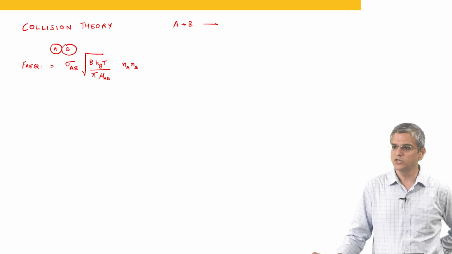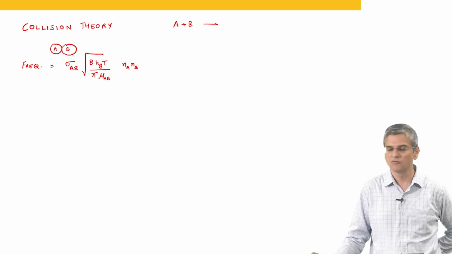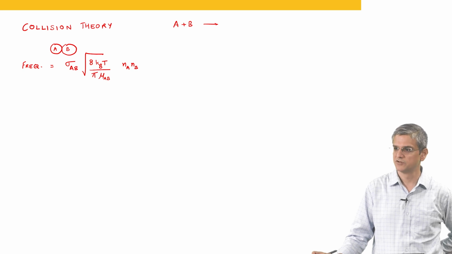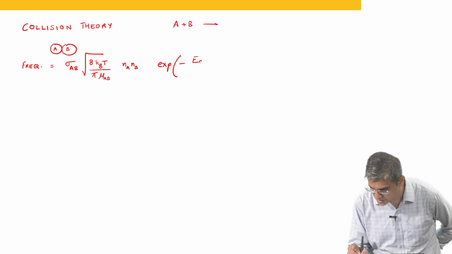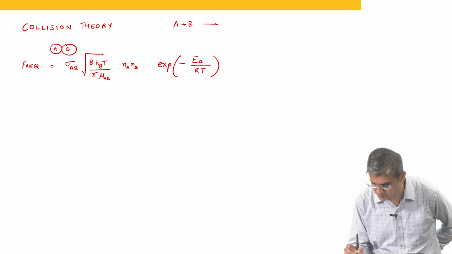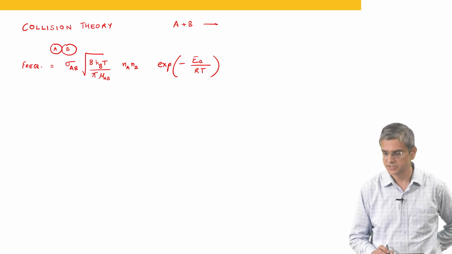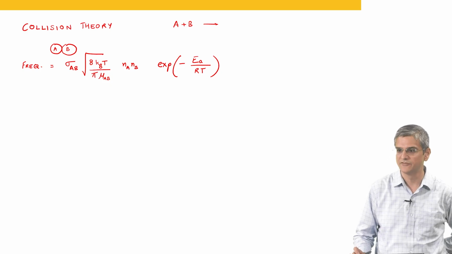And only some of these collisions are going to result in reaction. What collisions will result in the reaction? The collisions which are energetic enough. What collisions are energetic enough? They are those collisions that have energy greater than some kind of activation barrier. Reduced mass, yes. So, it is kind of an average molecular weight.